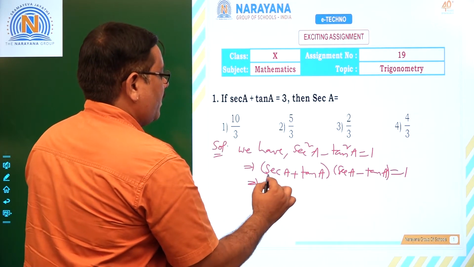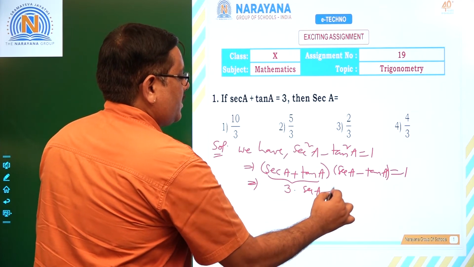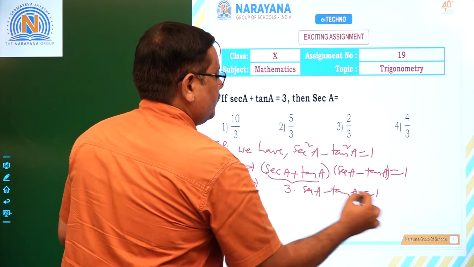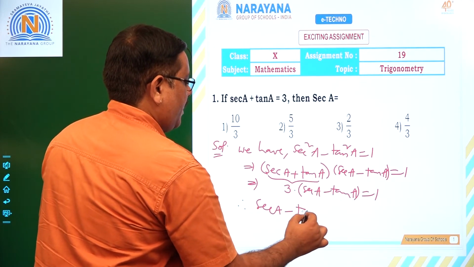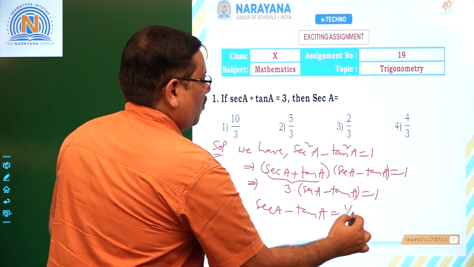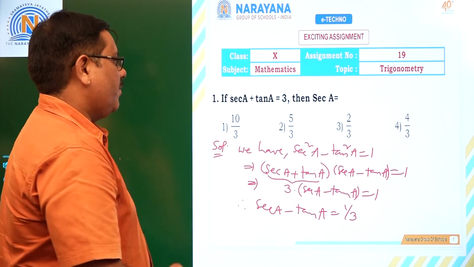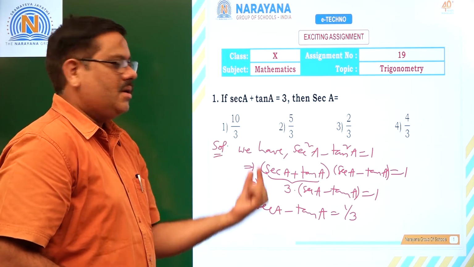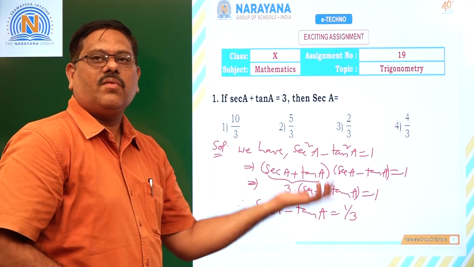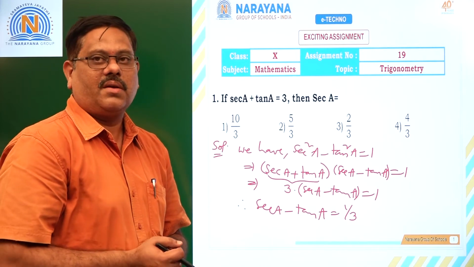That implies we are given secant A plus tan A as 3. So 3 into secant A minus tan A is equal to 1. Therefore, secant A minus tan A is going to be 1 by 3. That is the value of secant A minus tan A. Okay. So whenever you are given secant A plus tan A, suppose it is some P, secant A minus tan A is always equal to 1 by P. We can make it as a formula. You can remember it as a formula otherwise.